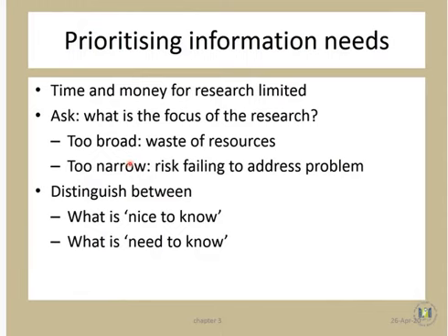In the search of information, you have to take into consideration that the time and money for the research is limited. Regardless of how big the budget for the research is, it is still limited. So you have to put priorities for the information you need for your research. It is called prioritizing information needs.